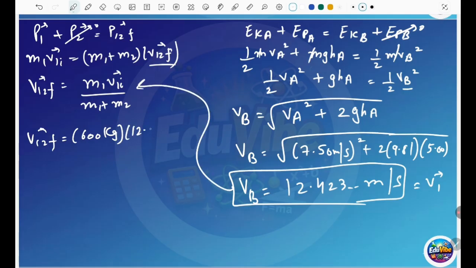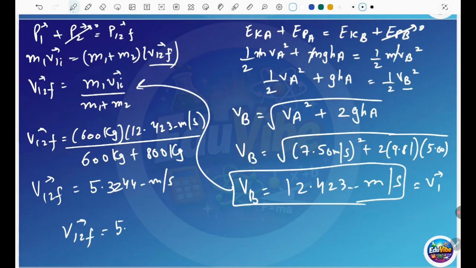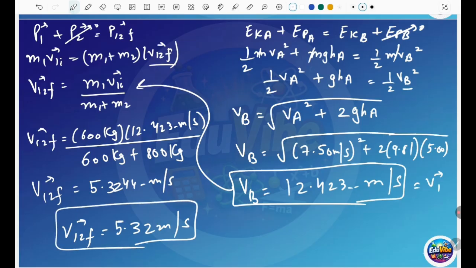So that is 12.423 meters per second. M1 is 600 kgs plus 800 kgs. So for the final we get about 5.3244 meters per second, but we want only 3 significant figures. So our combined final velocity is 5.32 meters per second. So that's the thing we have to find.